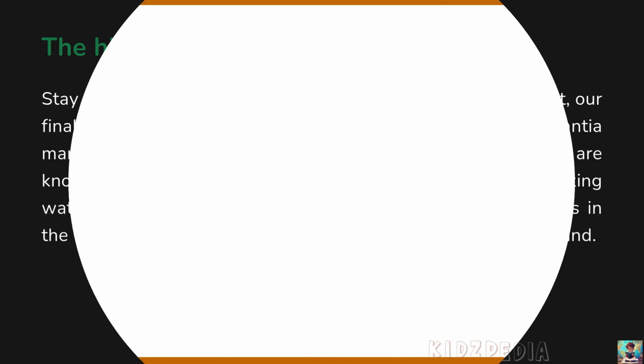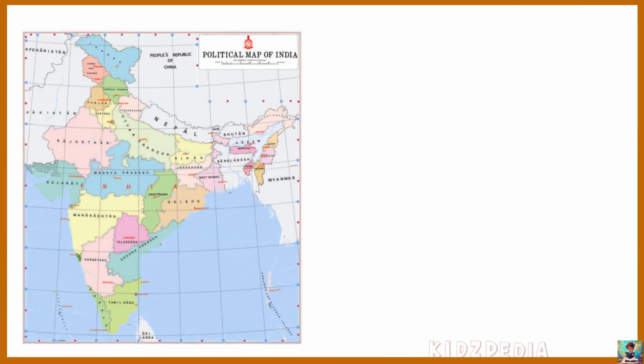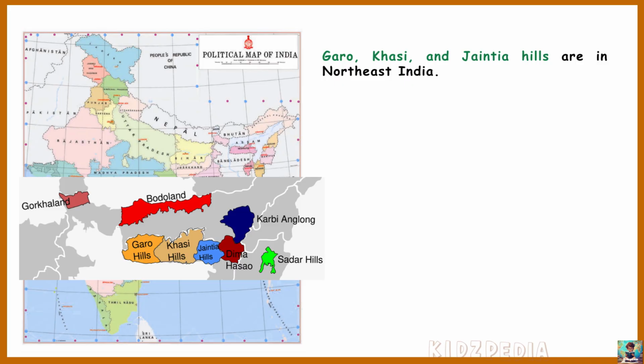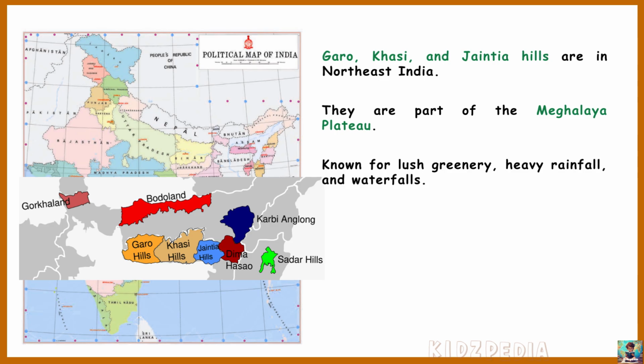So now we are moving towards the hills of northeast India, our final stop. Here, spot the Garo, Khasi and Jaintia hills on the map. These are part of the Meghalaya Plateau. This region is full of lush green forest because it receives very heavy rainfall. In fact, it is one of the wettest places in the world.